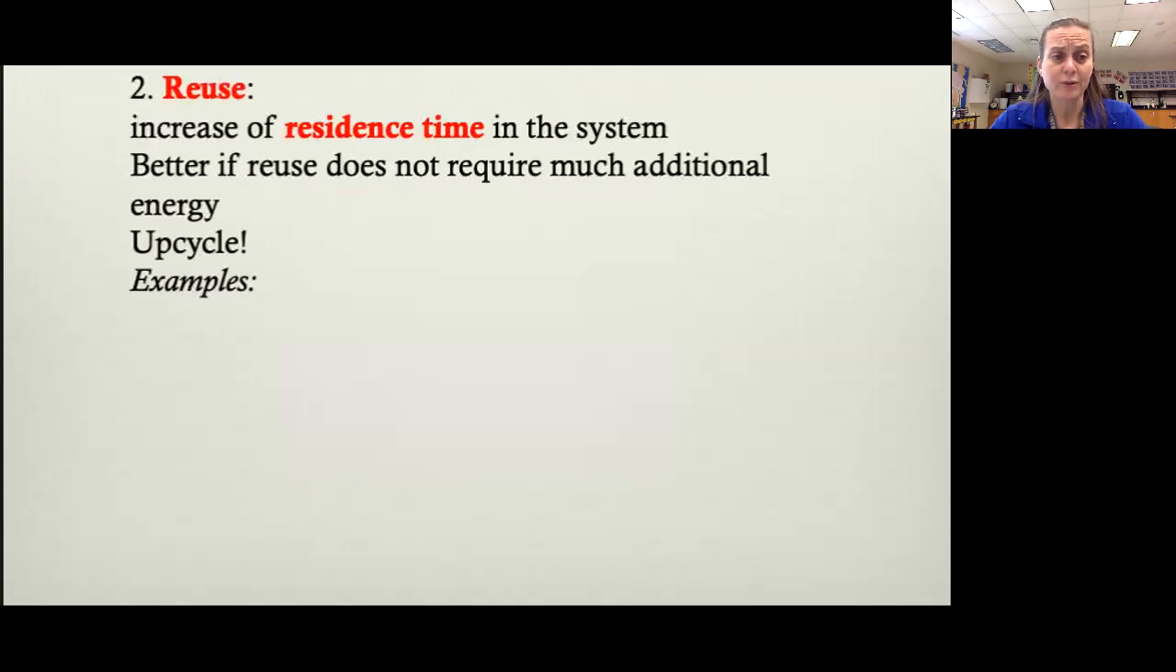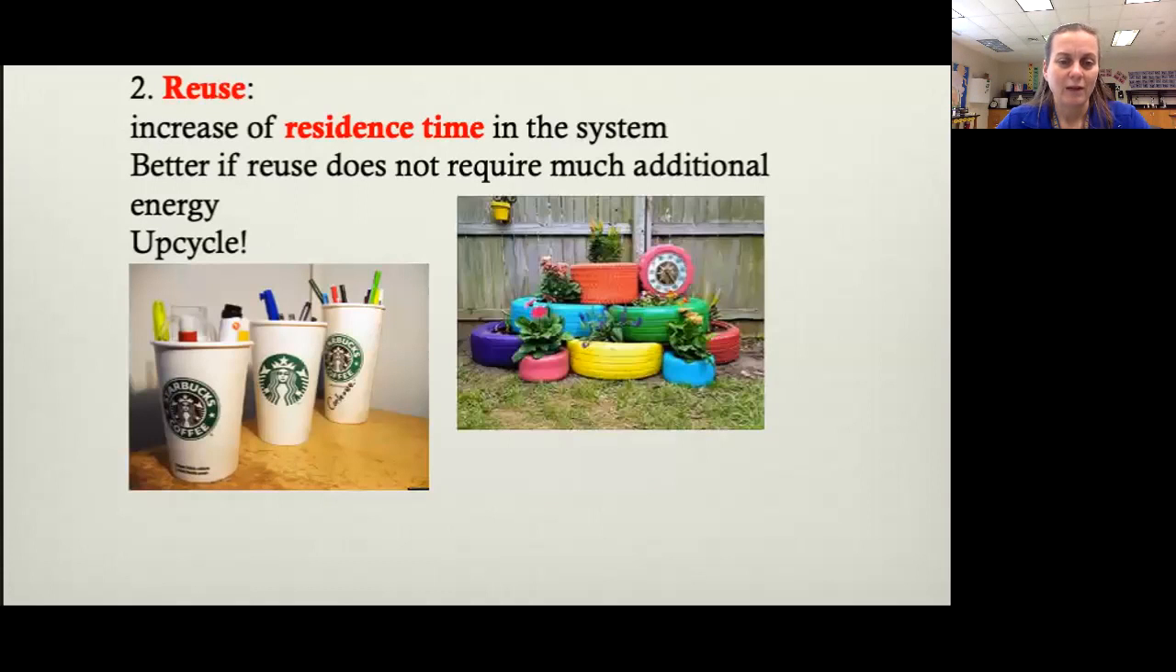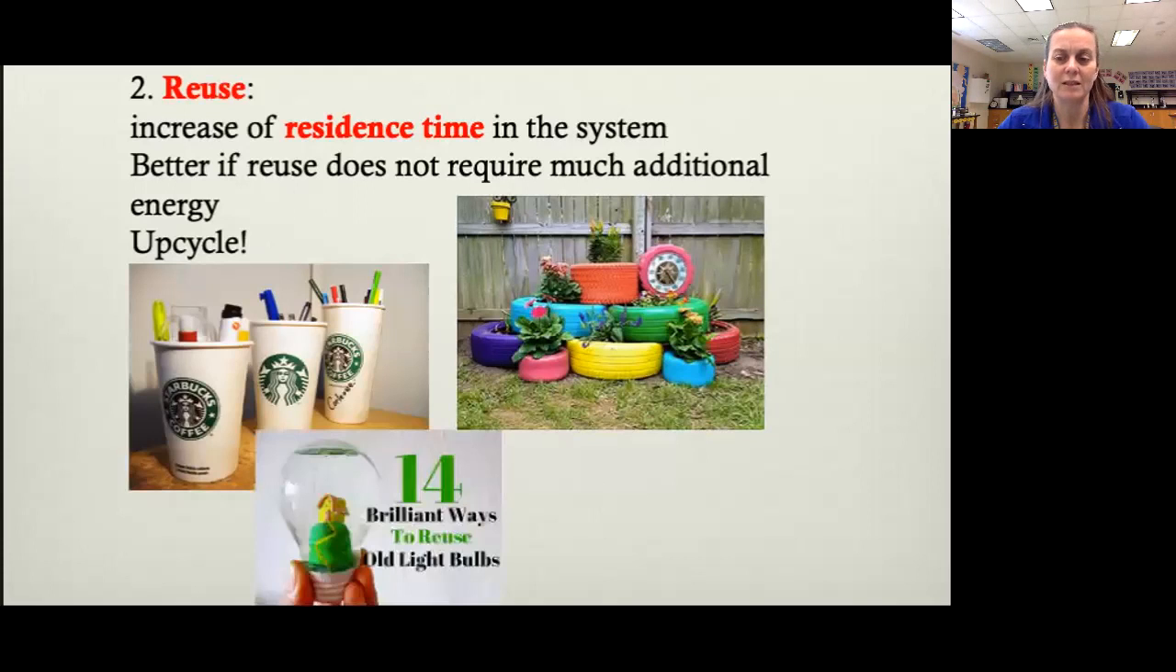Now, if we can't reduce, maybe we can reuse. We can make things stay in the system for longer. Best if that doesn't require a lot of additional energy. So we can upcycle. We can use our Starbucks cups to hold pens and pencils on our desks. Here's an innovative solution for what to do with all those tires. Someone's turned it into a garden exhibit.